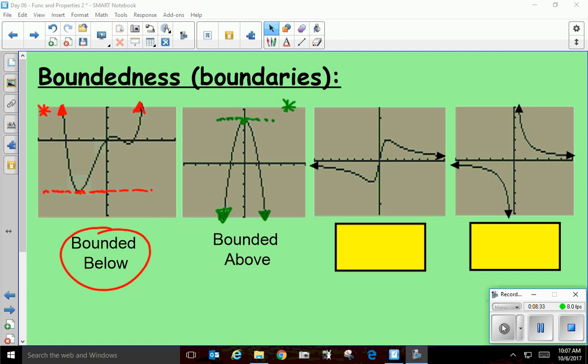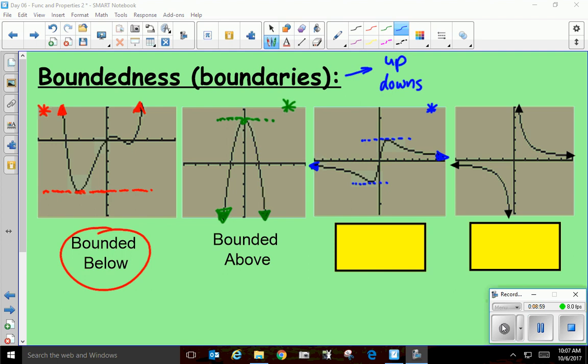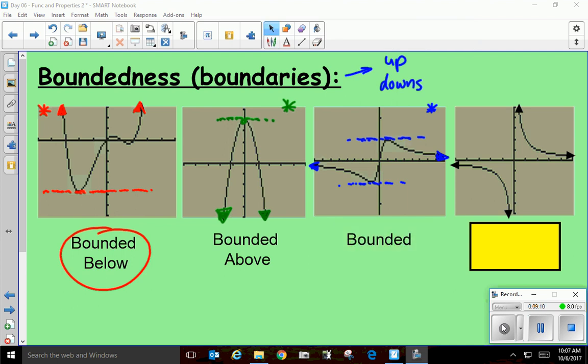Now, this third graph right here. Well, there's a boundary above. It doesn't go any higher than this. There's a boundary below. It doesn't go any lower than this. Well, you can say it goes left and right forever. And that's fine, because when we describe boundaries and bounded, it only affects the ups and the downs. I don't care about lefts and rights. So this is bounded both above and below. We don't say it's bounded above and below. We just say that it is bounded, period.